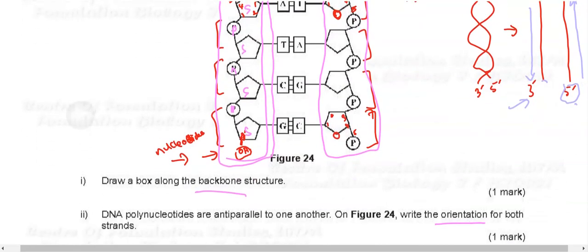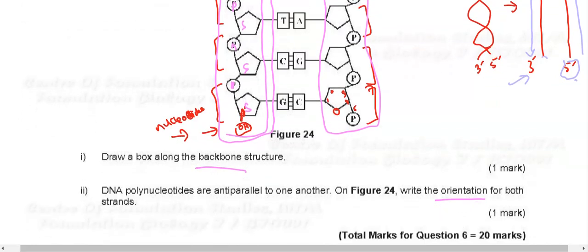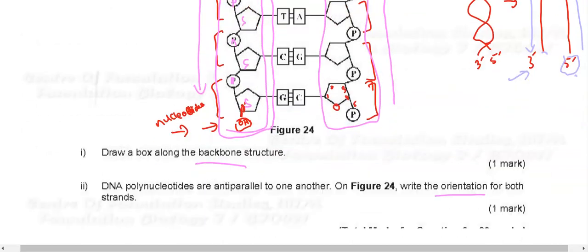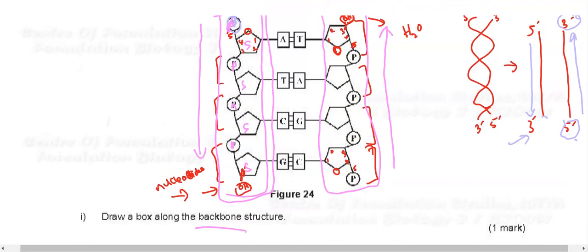I already drew it just now. The orientation will be anti-parallel, where the first strand is going from 5 to 3 and the second strand is going from 3 to 5. This is what we call anti-parallel. The question asks you to write the orientation, so the arrow is always 5 to 3. Alright.